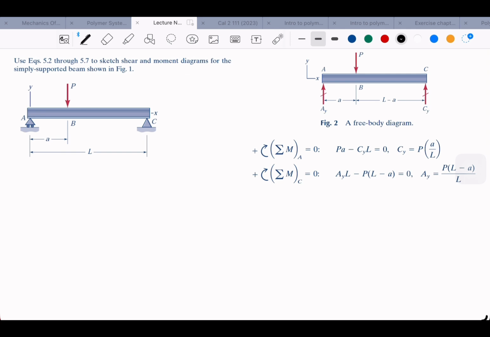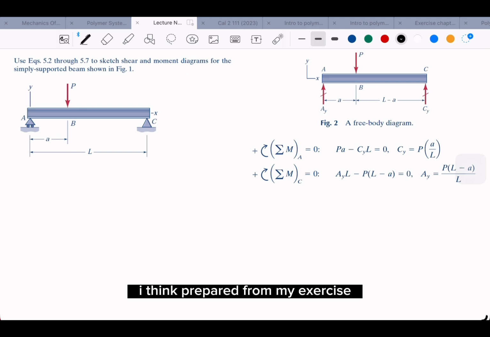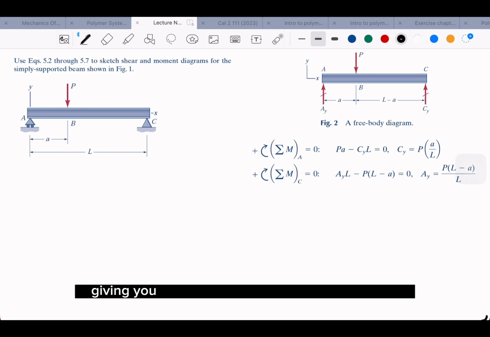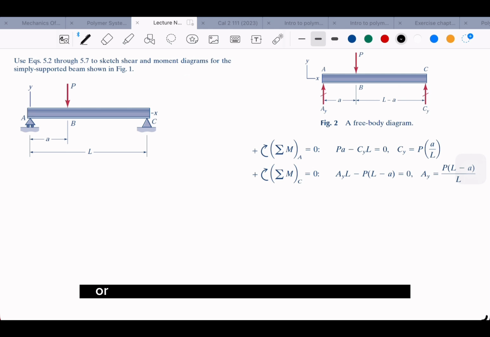Okay, and make sure for the preparation for the chapter 4 quiz, prepare from my exercise. I think it should be enough. I already gave you all the types of questions. Like if you have the twist angle, okay, and you have torque, either you start from the twist angle and then find the torque, or start from the torque and then find the twist angle. Okay, either way, and then there will be some different perspective or method.